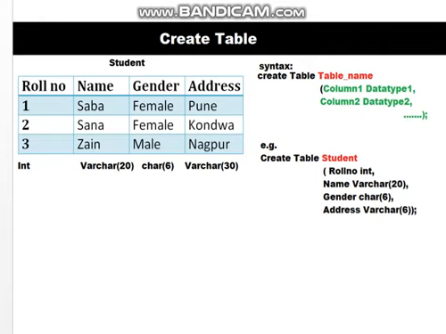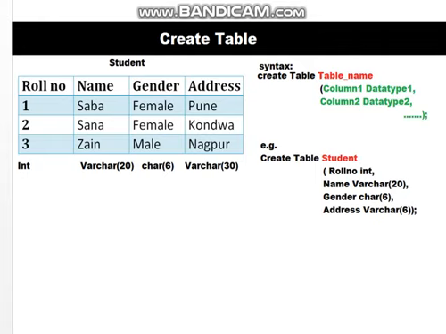Then we have gender. For gender, if you look carefully, it is again a collection of alphabets, but here I have only 2 values, male and female. The values are fixed and will never change because we don't have any other option for gender. So the best option for this particular column is the character data type.